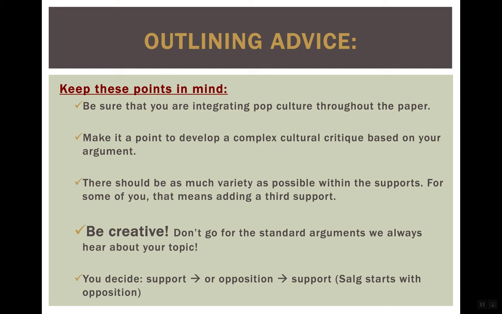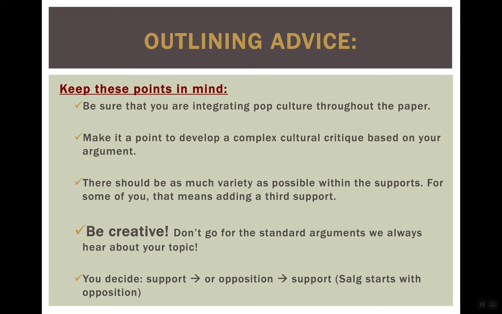Third point, there should be as much variety as possible within the supports. For some of you, that means adding a third support. So I'll go through this when I show you the example in a moment. You should have between 2 and 3 points of support and 1 and 2 points of opposition. And it's up to you what those will be, but keeping in mind the 7 to 10 page requirement, I often suggest a third point. It really depends on how much you can interpret and how many examples you use for each, but it also allows you to have more creative variety.